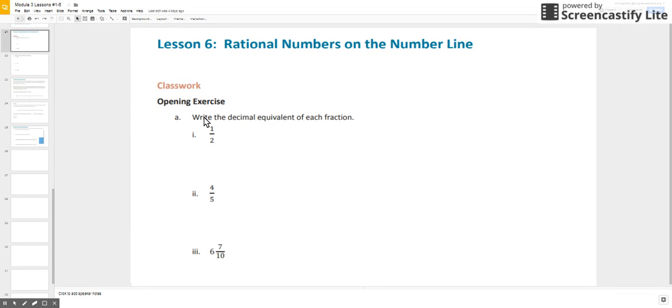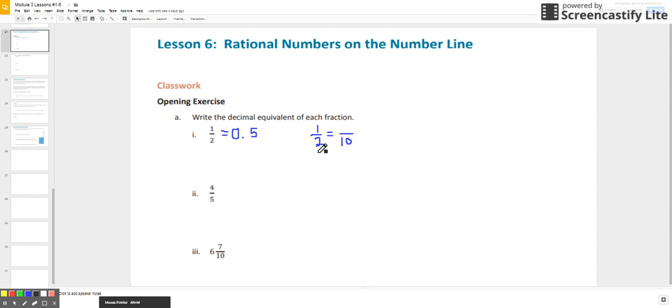So if we look at this 1/2, several of you may know that 1/2 is equal to 0.5. Remember, if you don't, what you can do is try to change the bottom number to look like 10 or 100. You might ask why 10. Remember, this is called the tenths place. This 5 is in the tenths place.